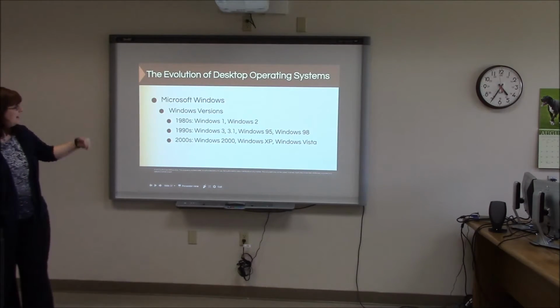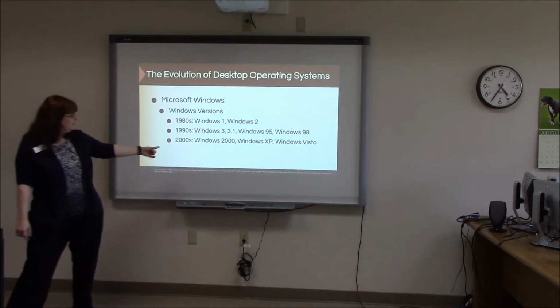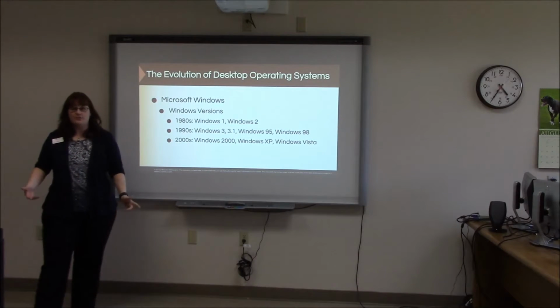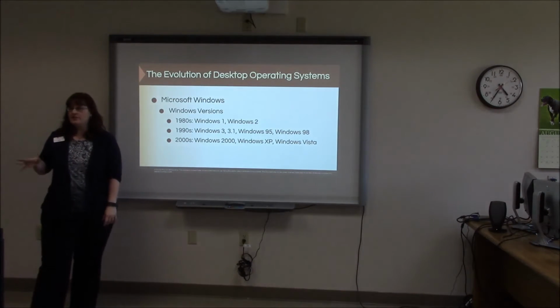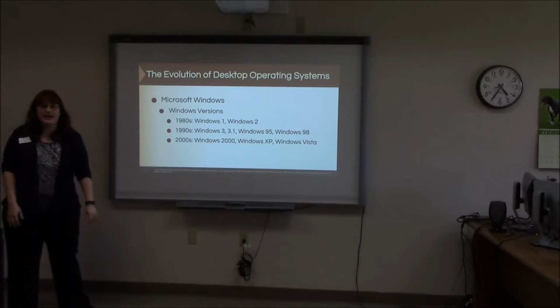Microsoft Windows: in the 80s we had versions 1 and 2. In the 90s we had 3.1. I'll let you read the rest of those slides. As you can see, in 2000 we started out with Windows 2000. Their numbering scheme is a little unconventional, especially lately, right? Yeah. What happened to Windows 9, nobody knows.